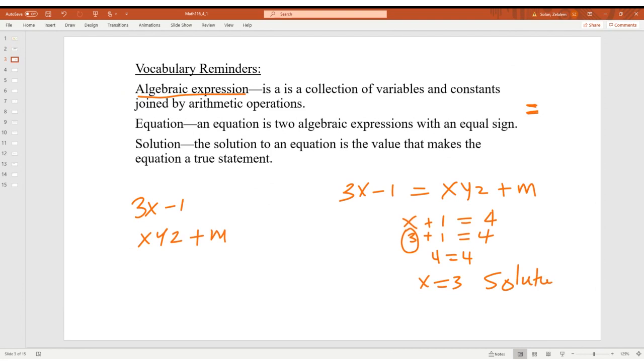So these are our vocabularies: algebraic expression, equation, and solution. To identify between an algebraic expression and an equation, look for the equal sign. If you see an equal sign, it is automatically an equation. If you don't see any equal sign, it is an expression. I think this is not something new for you guys. Let's move on to how we can rewrite statements into expressions and equations.